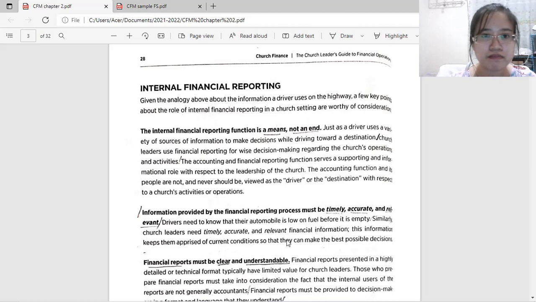Another continuation, internal financial reporting. So, financial reporting is a means, not an end. Essentially, they are used as an aid or as a guide for the management to make decisions for the organization. Okay, so it's a means, not an end.